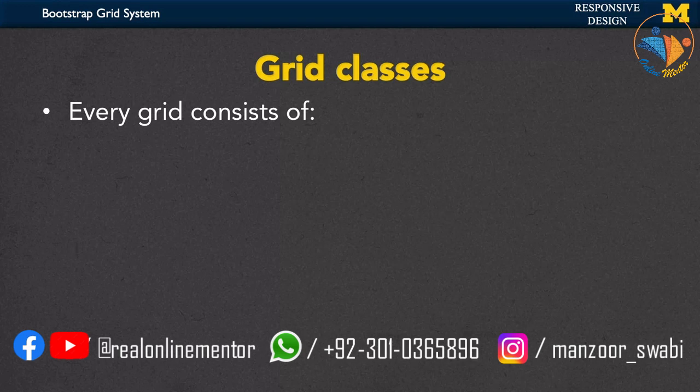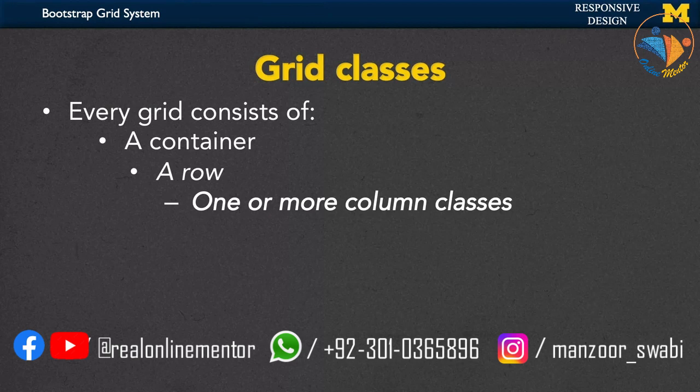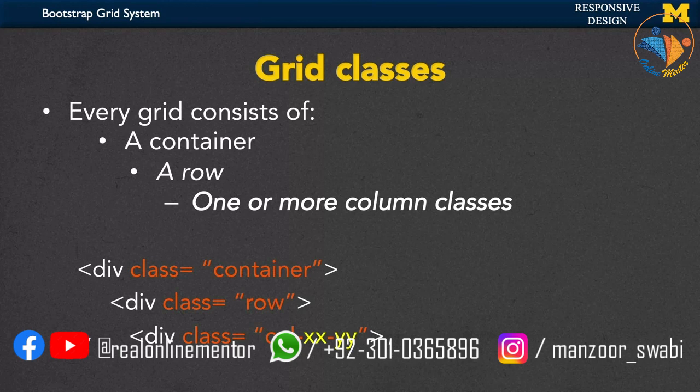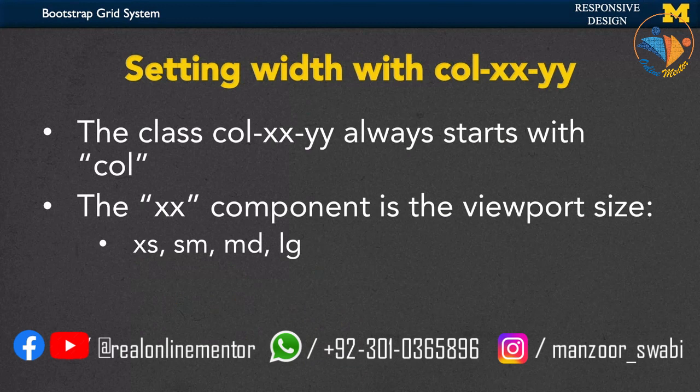Every grid in Bootstrap consists of a container class, a row class, and then 1 or more column classes. So the actual code itself is going to look like this, where XX is going to be the viewport size, and YY is going to be the number of columns that you want to use. Let's take a look at our example. The class is always going to start with those 3 letters COL.